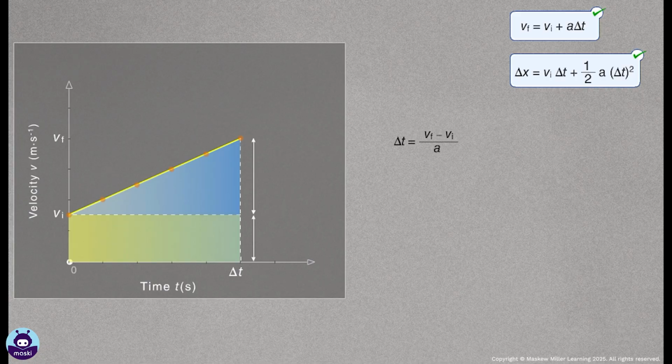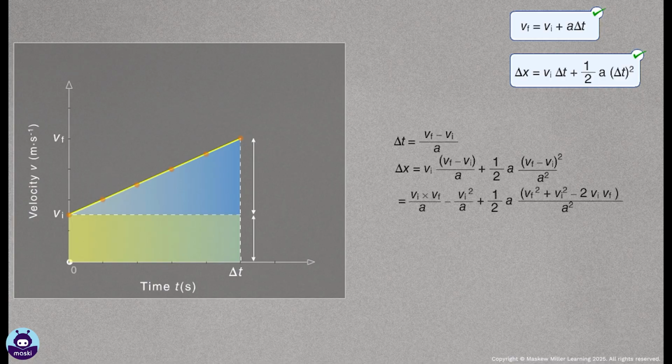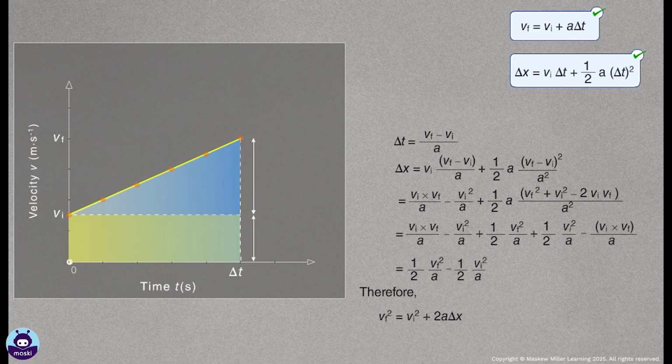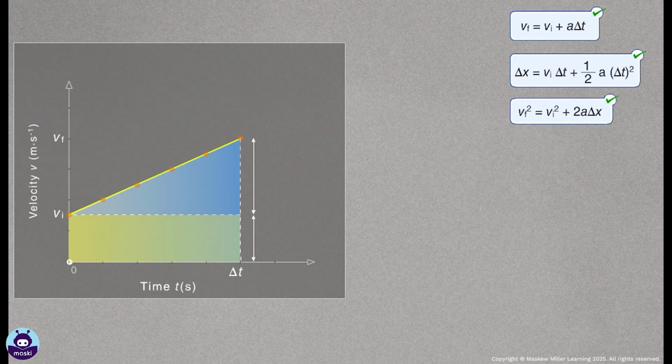If we make delta t the subject of the formula in acceleration, delta t equals v final minus v initial all over a. Substituting this in the expression for displacement, we get delta x equals v initial times v final minus v initial all over a plus half a times v final minus v initial the whole square over a square. Simplifying, we get, therefore, v final square equals v initial square plus 2a times delta x. This is the third equation.